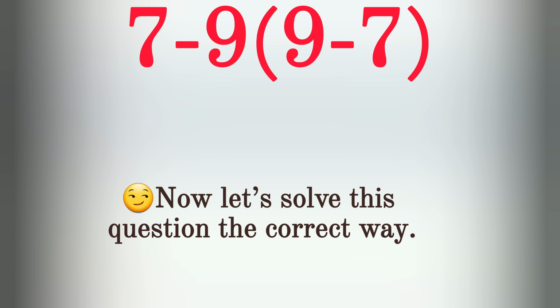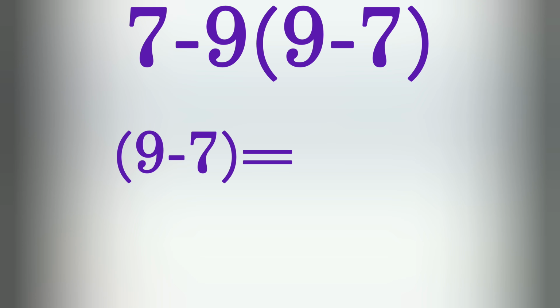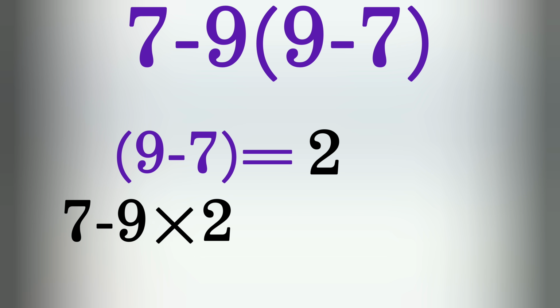Now let's solve this question the correct way. First, solve the parentheses. Parentheses start, 9 minus 7, parentheses over. Inside the parentheses, 9 minus 7 gives us 2. Now the expression becomes 7 minus 9 times 2. Since multiplication has higher priority than subtraction, we do it first.